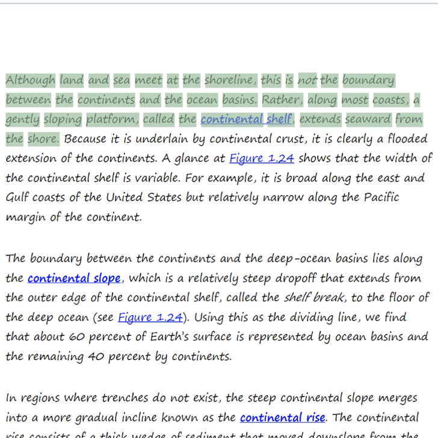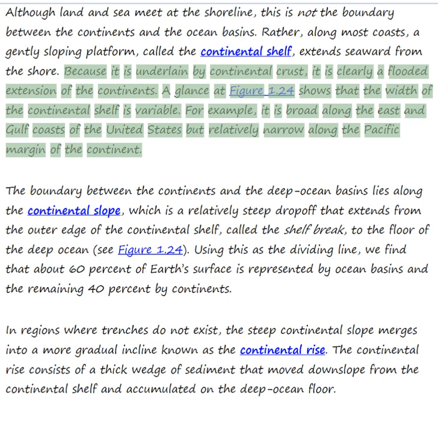Although land and sea meet at the shoreline, this is not the boundary between the continents and the ocean basins. Rather, along most coasts, a gently sloping platform, called the continental shelf, extends seaward from the shore. Because it is underlain by continental crust, it is clearly a flooded extension of the continents. A glance at Figure 1.24 shows that the width of the continental shelf is variable. For example, it is broad along the east and Gulf coasts of the United States but relatively narrow along the Pacific margin of the continent.